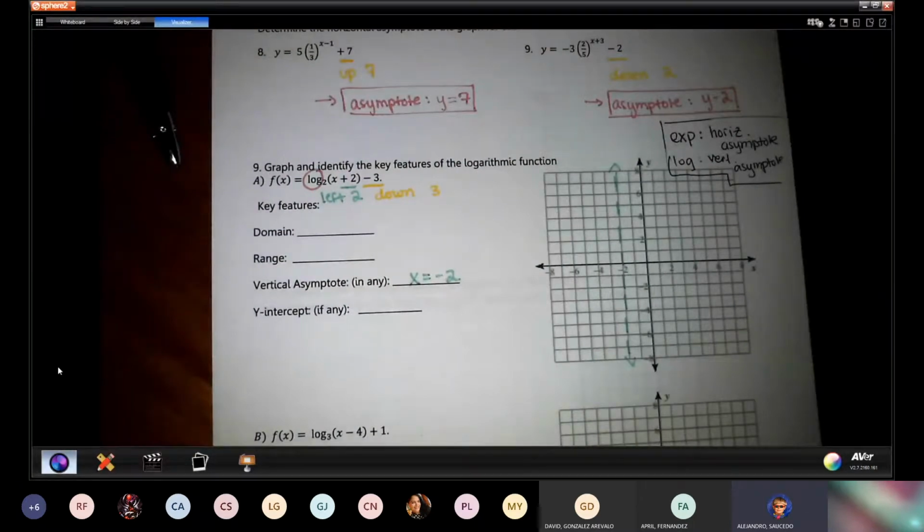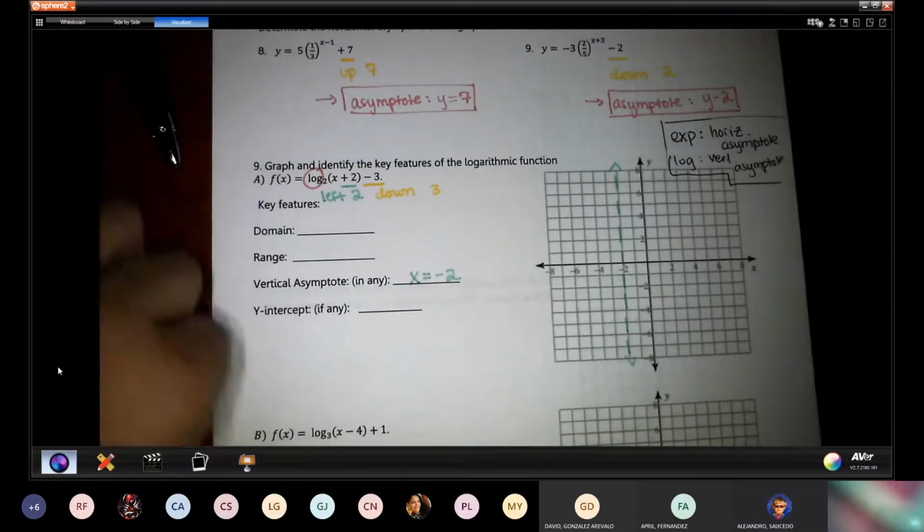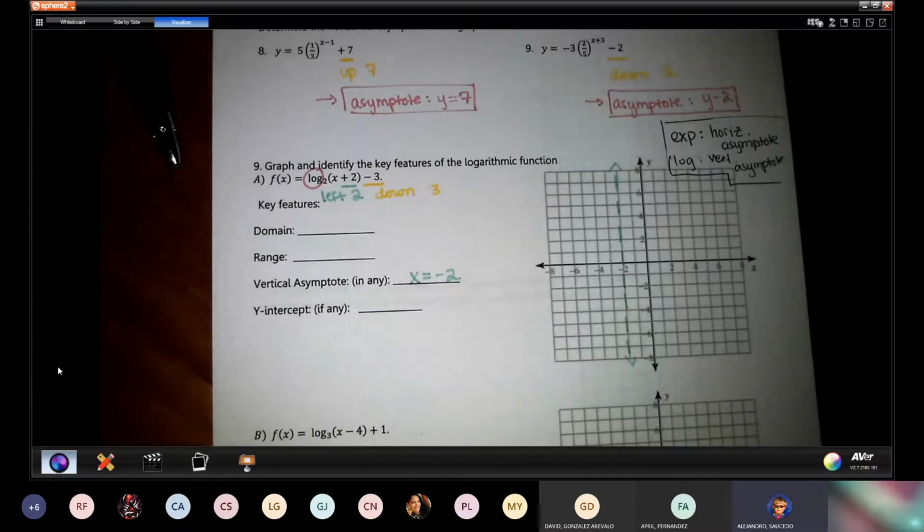All right, good. So after we do x equals -2, we've got that. Let's find our y-intercept. How do we find a y-intercept? Any ideas? Y-intercept means x is equal to 0.